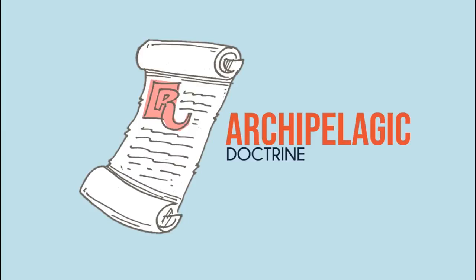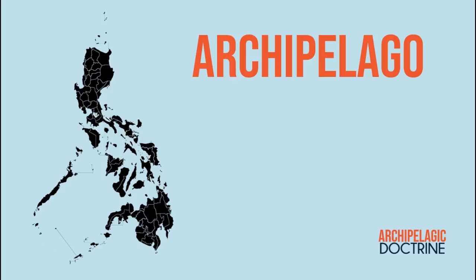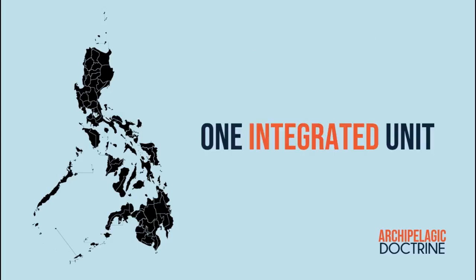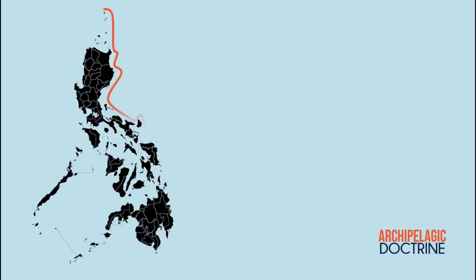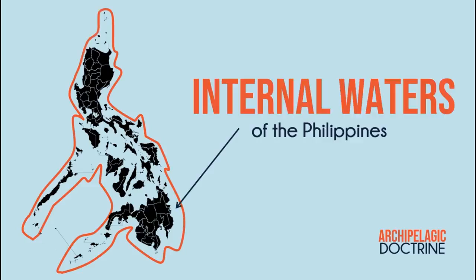To understand this doctrine, let's take a look at the Philippines. The Philippines is an archipelago. This means that it's a chain or group of islands. According to this archipelagic doctrine, the Philippine archipelago is considered as one integrated unit, instead of being divided into 7,107 islands. The outermost of the archipelago is connected with straight baselines, and all the waters inside the baselines are considered as internal waters of the Philippines. To make it easier for us to understand the internal waters, let's remember this code.